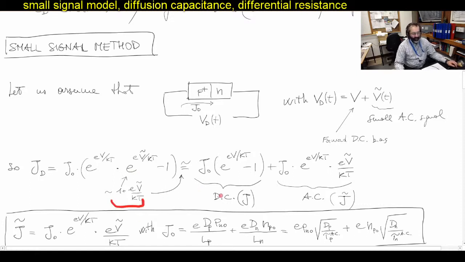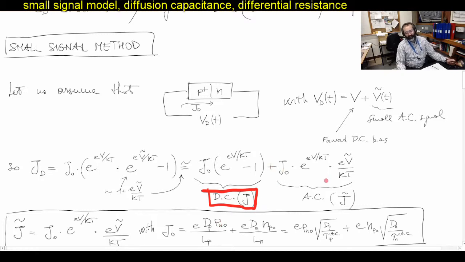If we substitute in and separate the terms, we get J0 times e to the eV over kT minus 1. V is constant, J0 is constant, so this is effectively the DC current coming out of the PN junction when we apply a voltage V. So this is a DC current, which we call J.